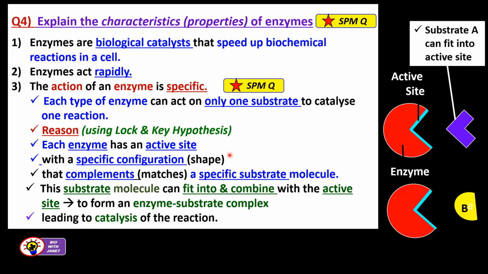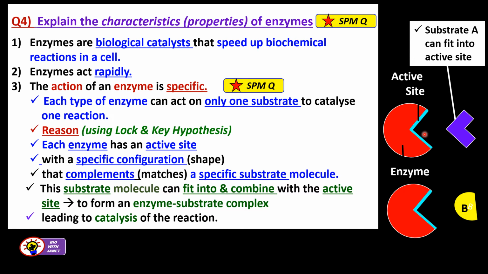So the active site has a specific configuration of shape that complements or matches a specific substrate molecule. So only one substrate which has the shape that complements or matches the shape of the active site can fit into and combine with the active site. So once the substrate fits into the active site, then the enzyme substrate complex is formed.